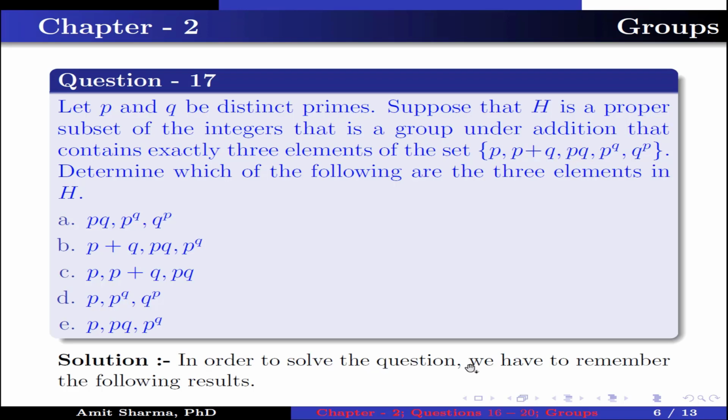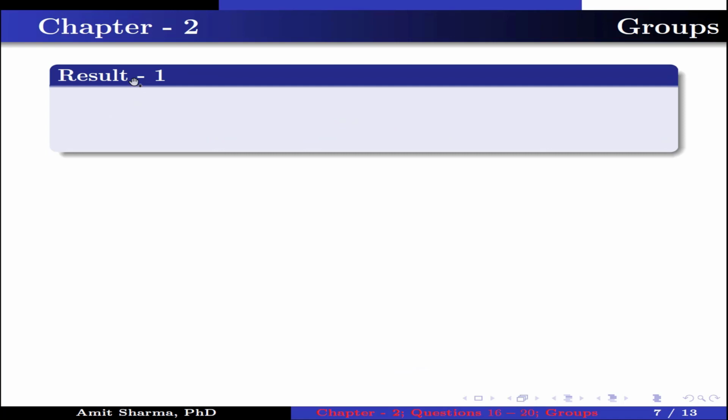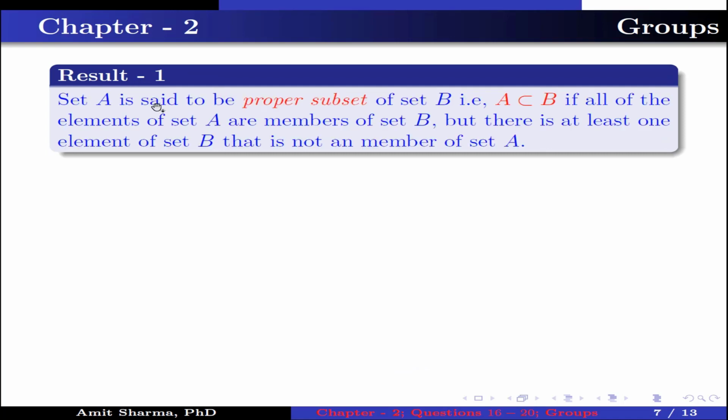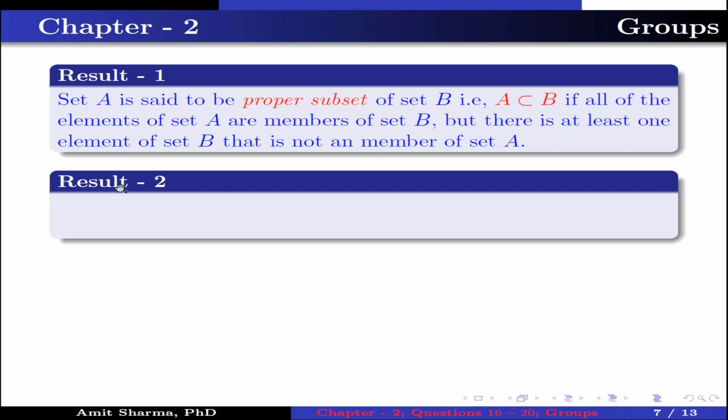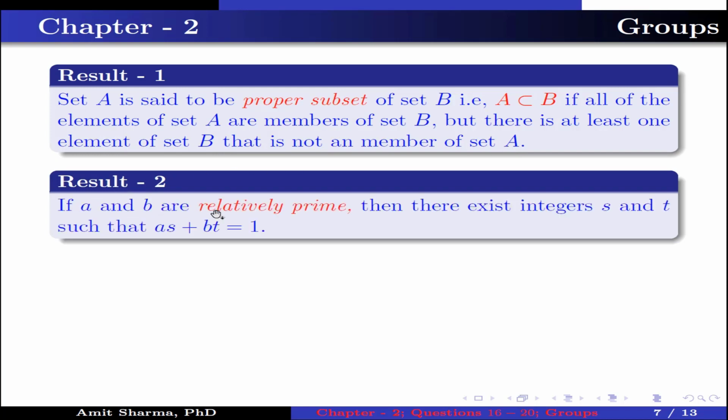Now, in order to solve the question, we have to remember the following results. Result number 1. Set A is said to be a proper subset of set B, that is A contained in B, if all the elements of set A are members of set B, but there is at least one element of set B that is not a member of set A. Result number 2. If A and B are relatively prime, then there exist integers S and T such that AS plus BT is equal to 1.